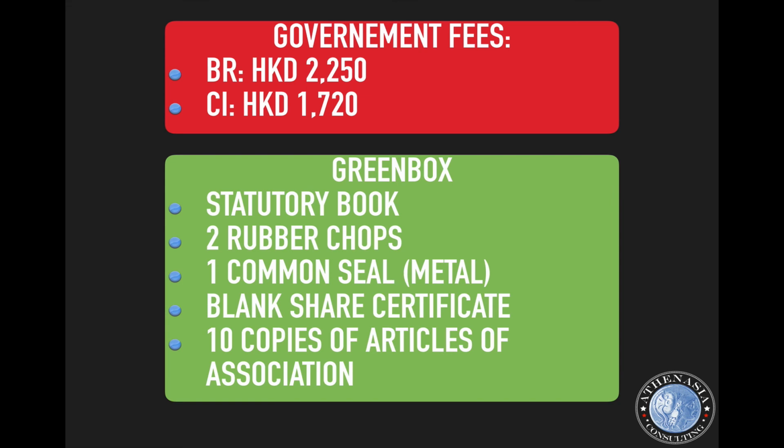And there are 10 copies of Articles of Association. This is relatively useful actually, because your auditor will ask for one, your ComSec as well. Your accountant may ask as well. Sometimes suppliers may ask for the Articles of Association.